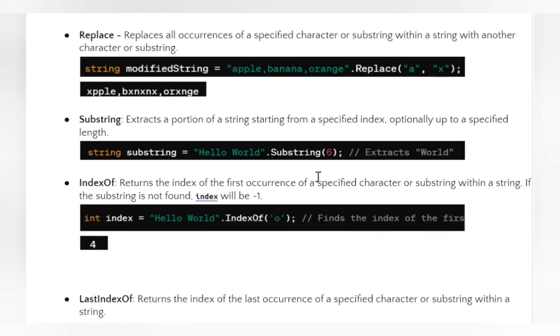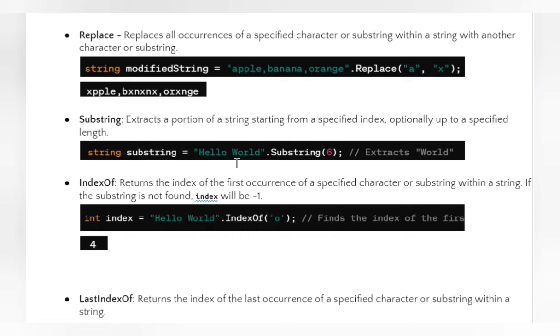So now we have substring. If you want to extract a portion of a string starting from some specified index, you can use substring. So here, hello world, then it says dot substring and specifies index 6. So what it will check, okay, 0 1 2 3 4 5 6. It says give me the portion of the string starting from index 6.